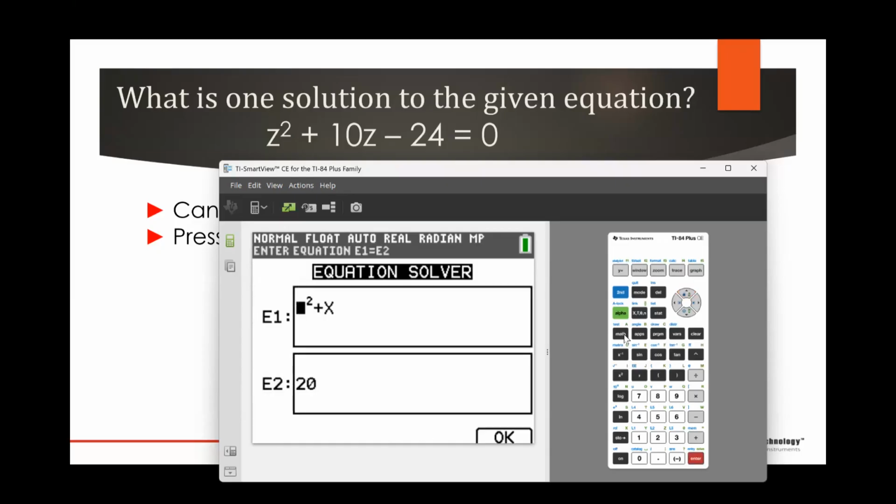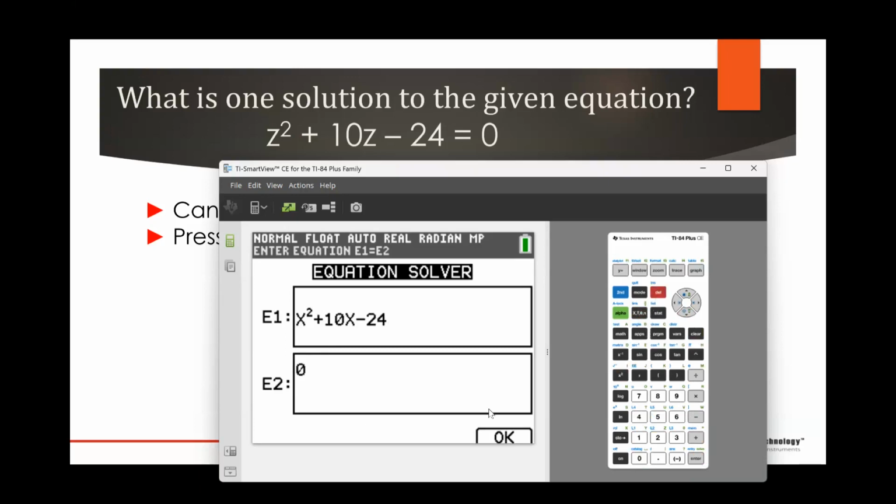So not too hard. What we do is we pretend E1 is equation 1, the left-hand side of the equal sign, and E2 is equation 2, the right-hand side. I'm going to type in the left-hand side, which is x squared plus 10x minus 24. Okay, so that's my left-hand side. And then press the enter key.